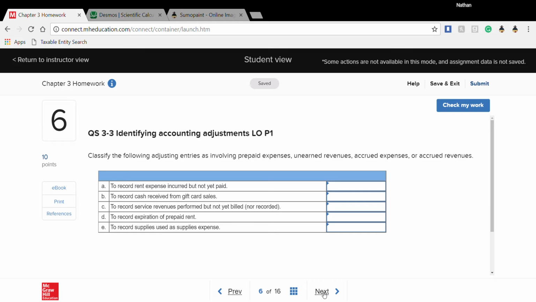Now again, just like the previous chapters, yours may change from what you see in the video. This is just to show you how to work these problems. If they're the same, well, more power to you. Got some good answers. Okay, starting off with A. We're going to record rent expense incurred but not yet paid.